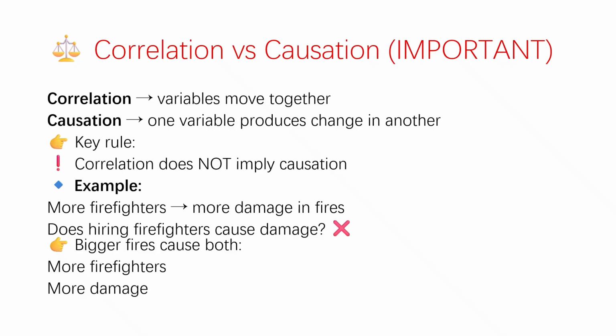For example, you might notice that when there are more firefighters at a fire, there is usually more damage. So does that mean firefighters cause more damage? Of course not. The real reason is that bigger fires cause both: more firefighters are needed, and naturally more damage occurs. So the size of the fire is the hidden factor connecting the two. This is why it's so important to look deeper before concluding causation.